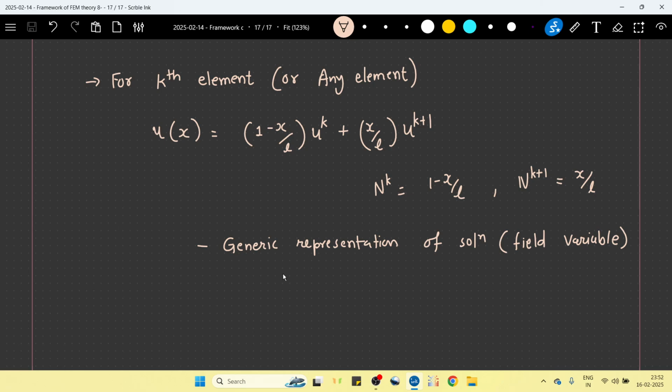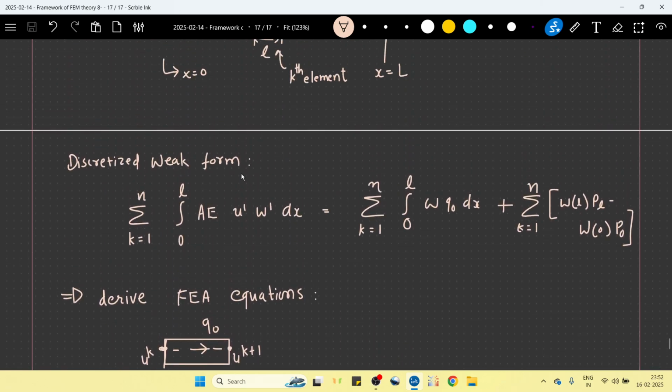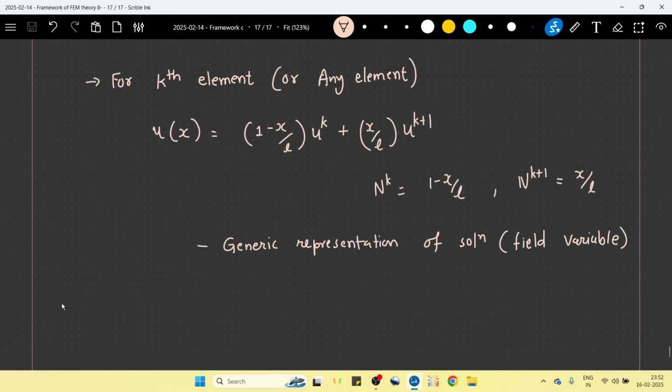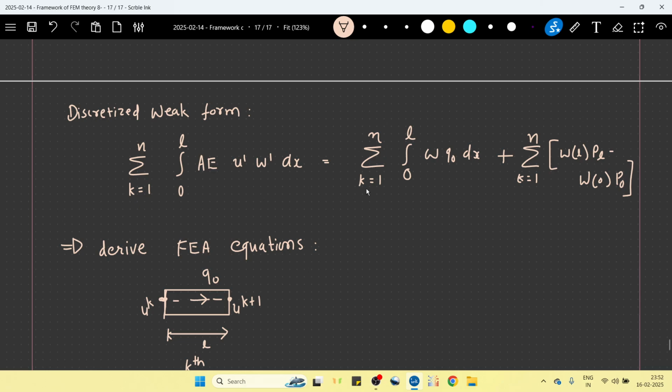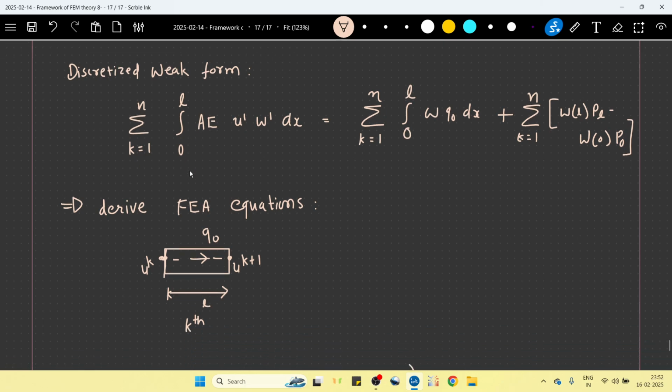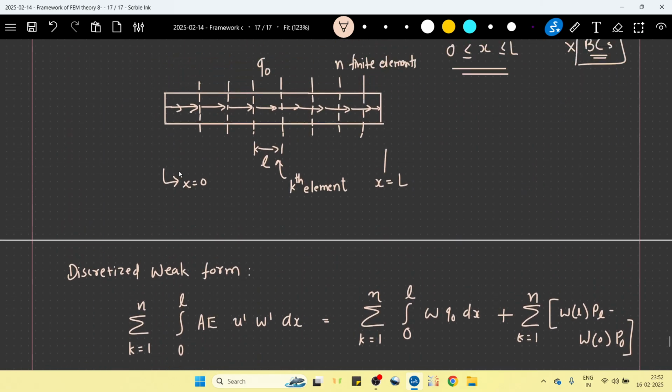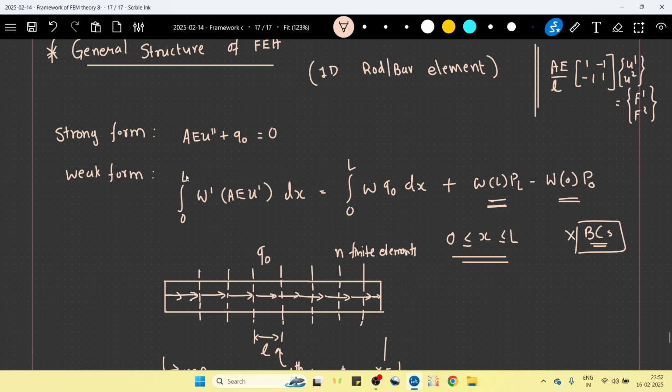Now our weak form, the discretized weak form. Here I will take it for the kth element. As you know, this is a summation over n number of finite elements. So for a particular kth element, I will just write it. It will be the same as the weak form, but instead of capital L, now it is going to be a small l.